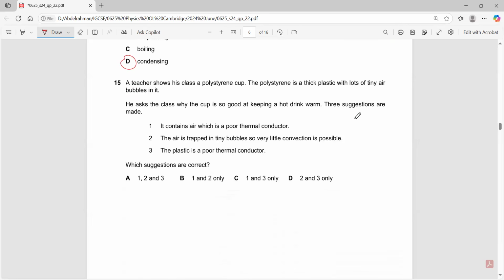A teacher shows his class a cup. It's a thick plastic with lots of tiny air bubbles in it. He asks the class why the cup is so good at keeping a hot drink warm. Contains air, which is a poor thermal conductor. Is this correct? It is. The air is trapped in tiny bubbles, so very little conduction is possible. Yes, again, the plastic is a poor thermal conductor. It is a poor thermal conductor, so all of them are correct.